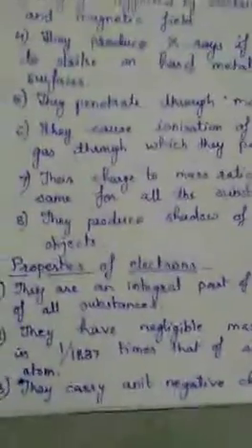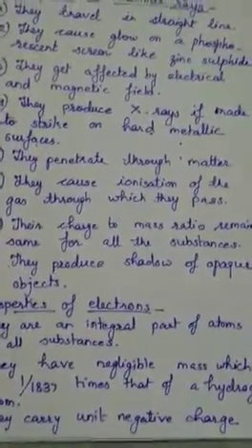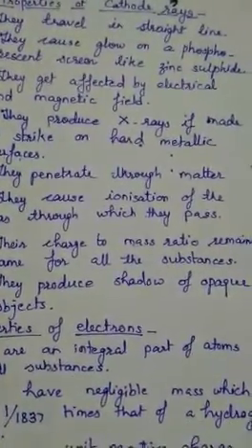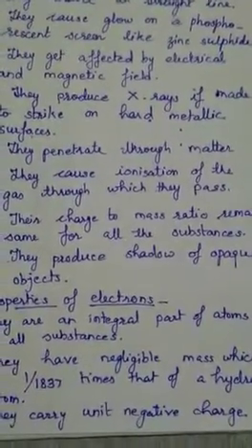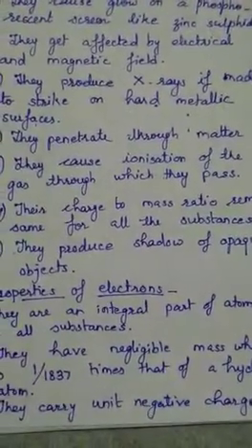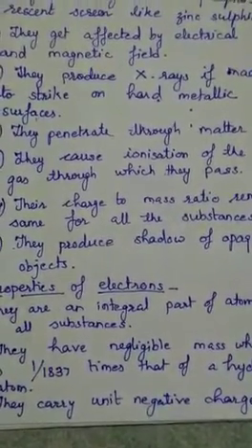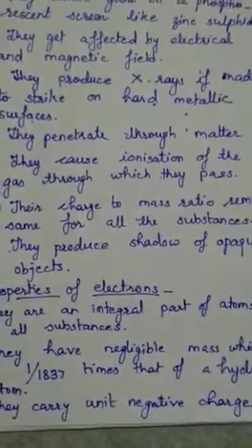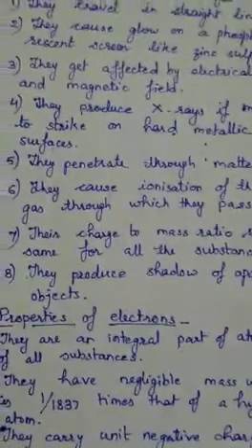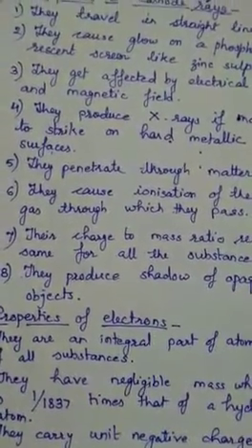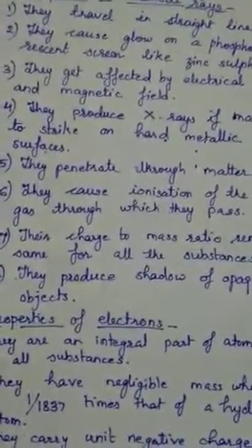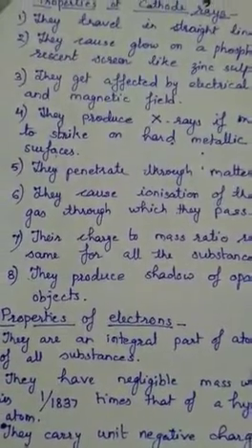Now what are the properties? On the basis of this, the properties of electrons are that electrons are an integral part of all substances. That means electrons are present in all the atoms of all elements. Then they have a negligible mass. Their mass is 1 upon 1837 times that of a hydrogen atom, and they carry a unit negative charge. So on the basis of the experiment done by William Crookes, these electrons were discovered by J.J. Thomson.